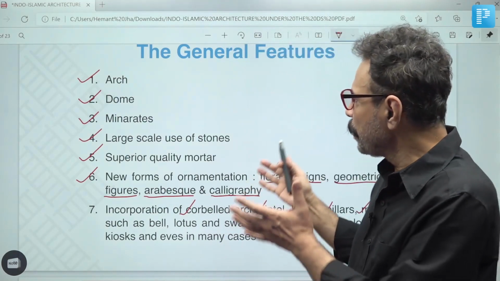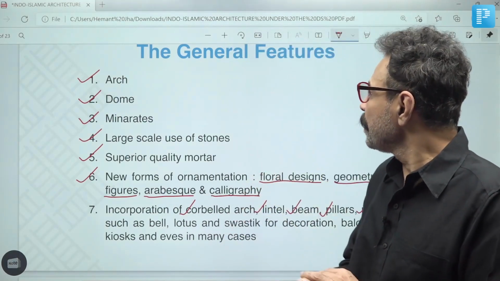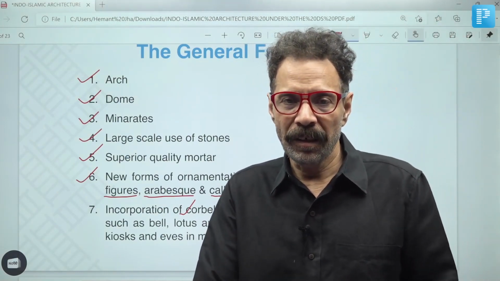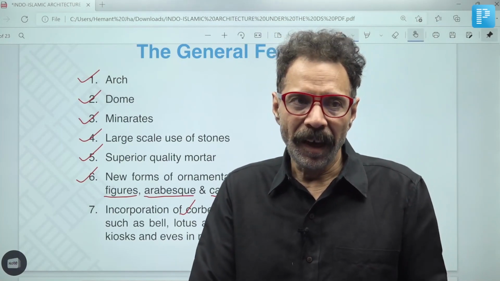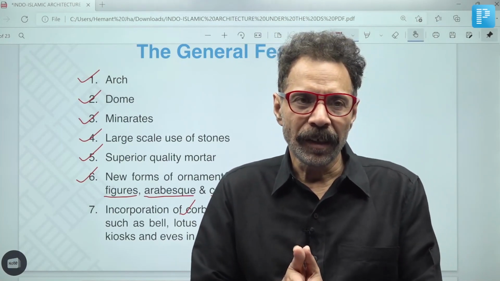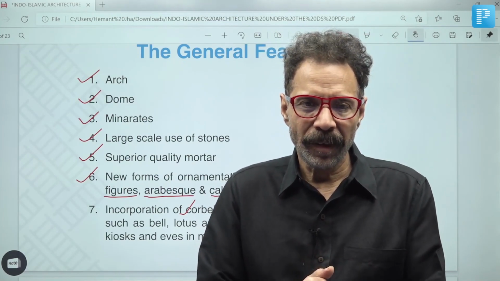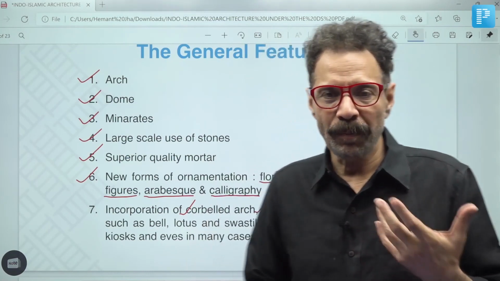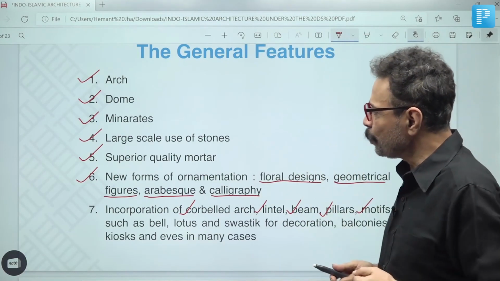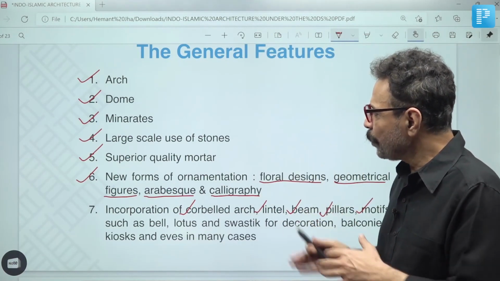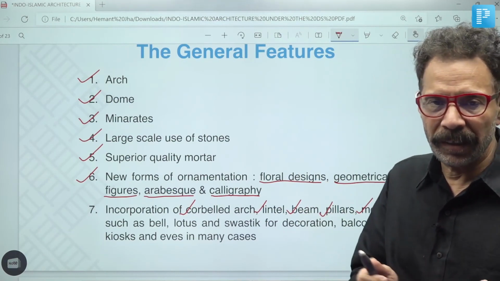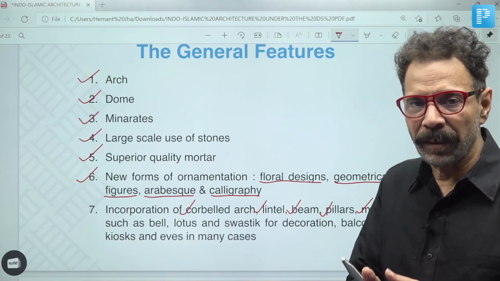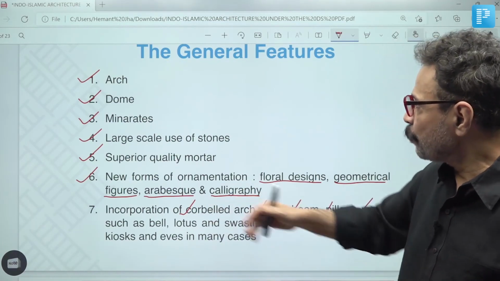So these 7 features can be considered as the general features of the Indo-Islamic architecture that developed under the Delhi Sultanate. And these general features we find almost everywhere, because Indo-Islamic architecture rested on arch, beam, minarets, larger scale use of stones, superior quality mortars, new forms of ornamentation, and in many cases incorporation of certain architectural trends that were existing in India. That is the last point.